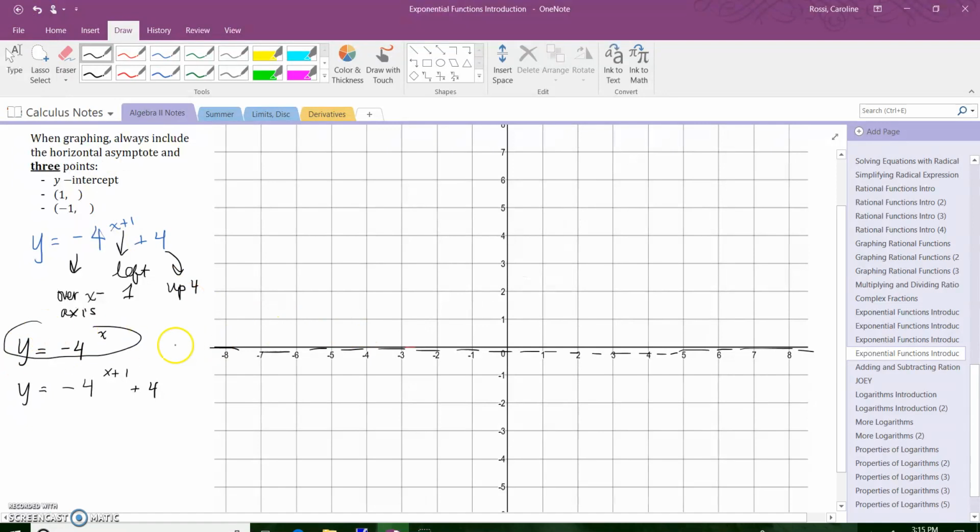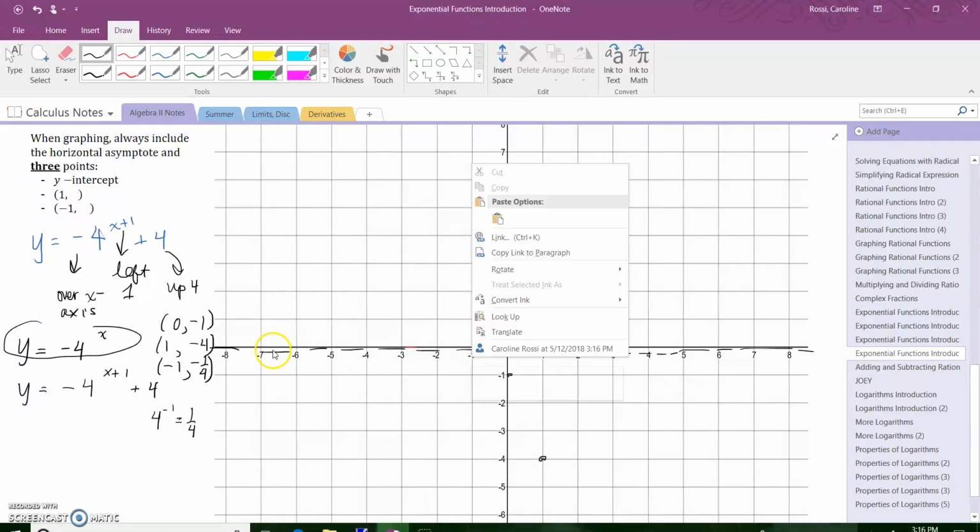So negative 4 to the x has a horizontal asymptote of y equals 0. At 0, if I plug 0 in, negative 4 to the 0 would be negative 1, because 4 to the 0 is 1. If I plug in positive 1, that'd be 4 to the first power, which is 4. The negative just makes it negative 4. If I plug in negative 1, that'd be 4 to the negative 1, which is a fourth. And then I put the negative to it, so it's negative fourth. So let's see, 0, negative 1, 1, comma, negative 4, and negative 1, negative fourth.